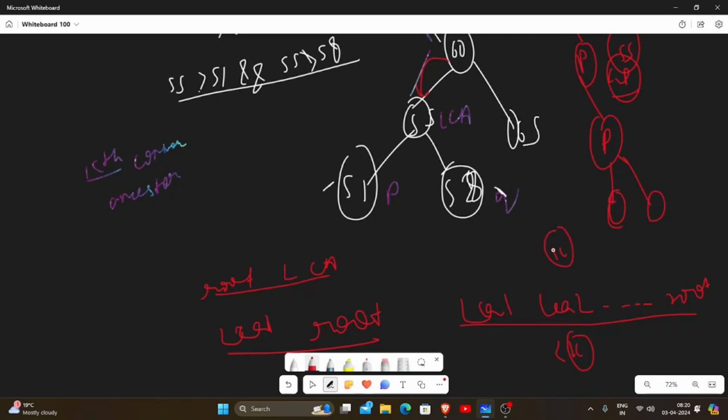If it is up to k, I can return the kth ancestor. But if k is greater than the size of this path, then the kth ancestor does not exist. So now let's move to the part, one small summarization.